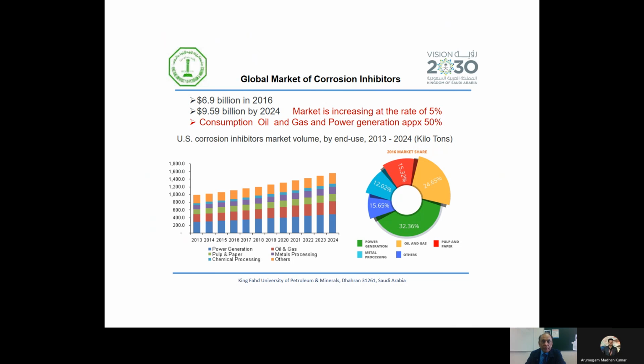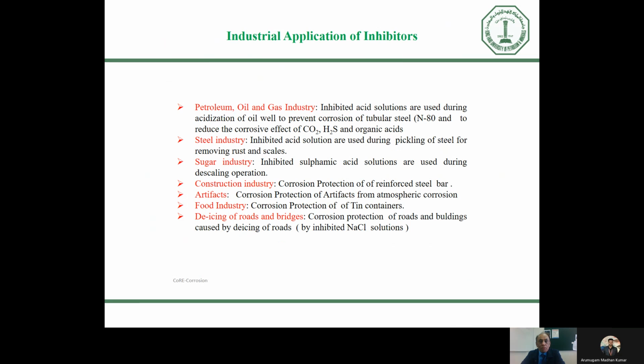According to the market, around $6.9 million was consumed in 2016. Now it is likely to increase to 10 billion in 2024, so the market is increasing at the rate of 5%. And the more important thing is that the oil industry and power industry consume a lot of inhibitors. About 50% of inhibitors are used in these two sectors.